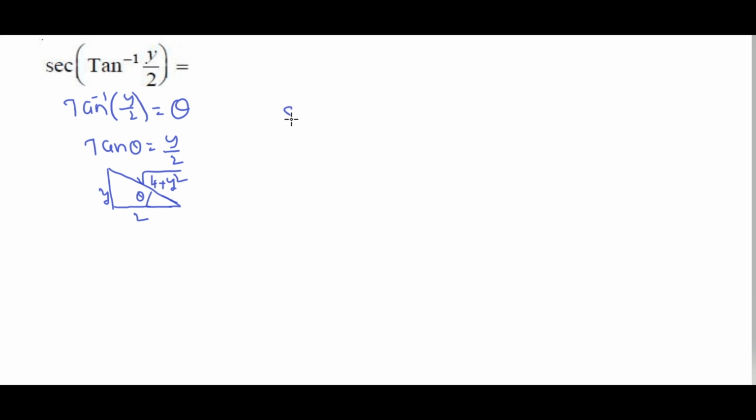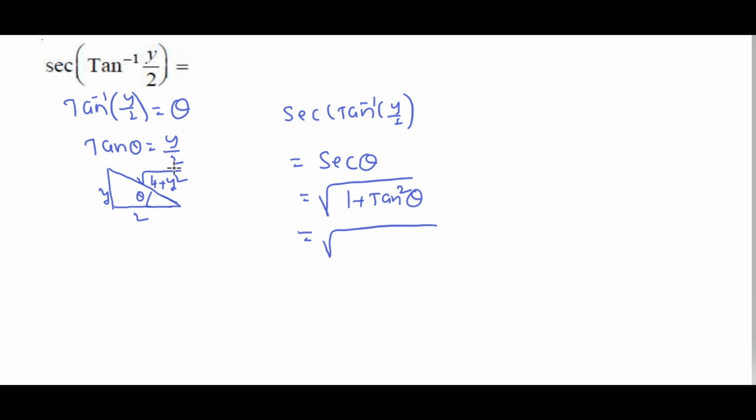Now the value of sec of tan inverse y by 2, taking tan inverse y by 2 as theta, is secant theta. Secant theta is equal to under root of 1 plus tan square theta. Tan theta is y by 2, so tan square theta means y square by 4. That is equal to under root of (4 plus y square) by 4. This is the answer.